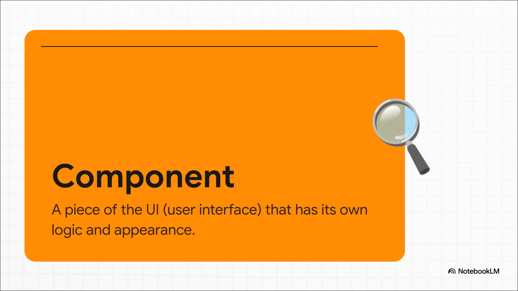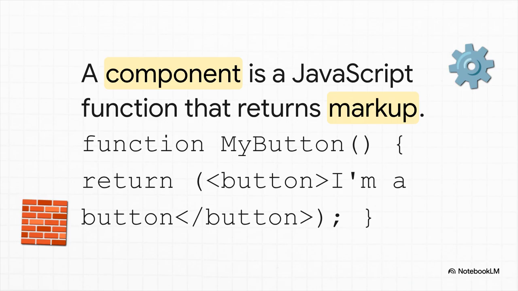The key thing here is that each component bundles up its own logic and its own appearance, which makes them perfectly reusable. And here is the first big aha moment. Under the hood, a React component is ridiculously simple. It's just a JavaScript function. That's it. This function, myButton, has exactly one job: to return a piece of visual markup. In this case, a plain old HTML button.